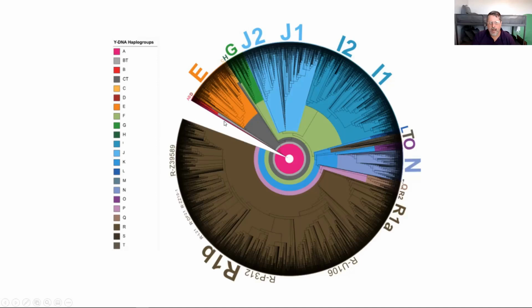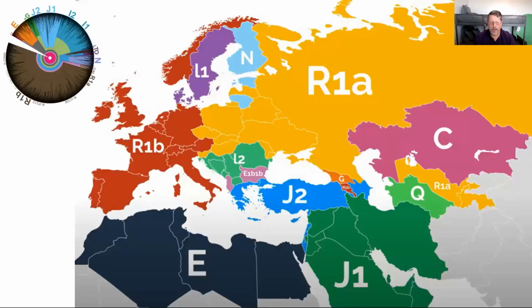Where's the rest of Africa, which is landmass wise incredibly huge? Where's the Native American lines, right? I mean, you can barely see it right here. So there's a direct correlation between rich nations and the growth of the haplotree. That's all I'm saying. And so you can see these are the dominant haplogroups.